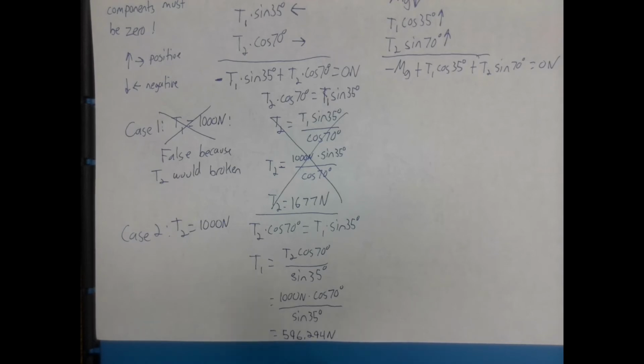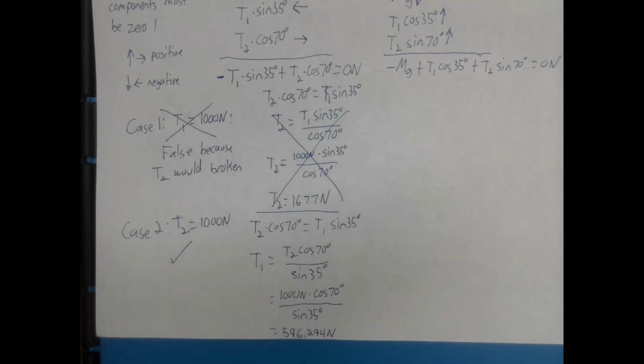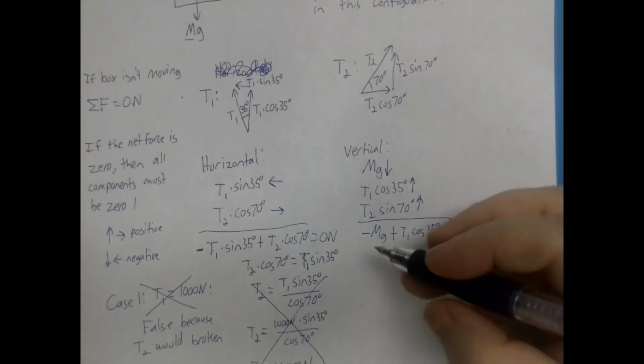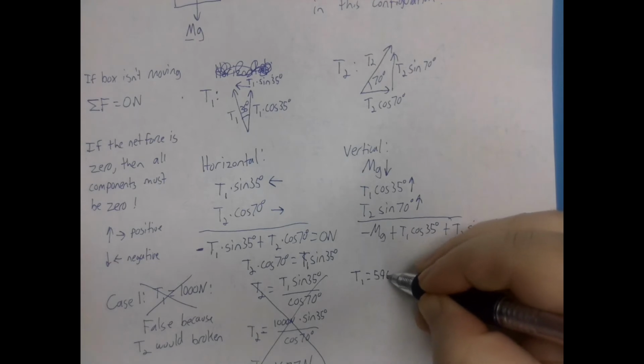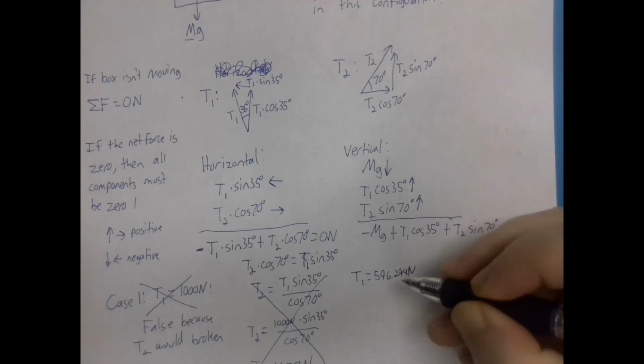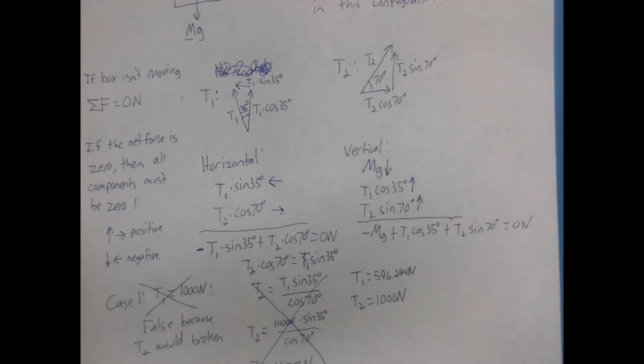This is possible. So this second rope is at its breaking point, and this rope still has a whole lot more and doesn't break. So this case is the case that's possible. The other case is impossible because the other rope would have broken before T1 reaches there. So now we know that T1 has to equal 596.294 newtons, and T2 is at its breaking point of 1,000 newtons.